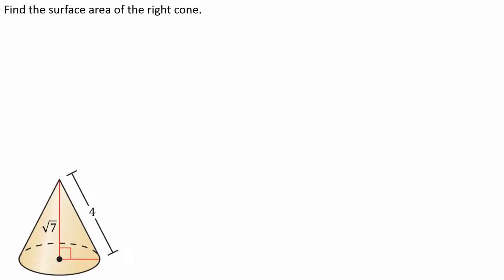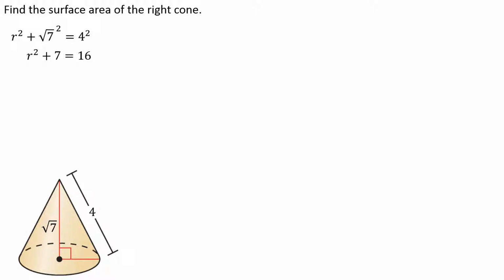Okay, so again, let's do one more example here. Surface area of the right cone. Oh boy, I don't know the radius of the circle. Thank goodness for the Pythagorean theorem coming to my rescue yet again. So the radius squared plus the square root of 7 squared will have to equal 4 squared, because 4 is the hypotenuse. Of course, the square root of 7 squared is just going to be 7. 4 squared is 16.